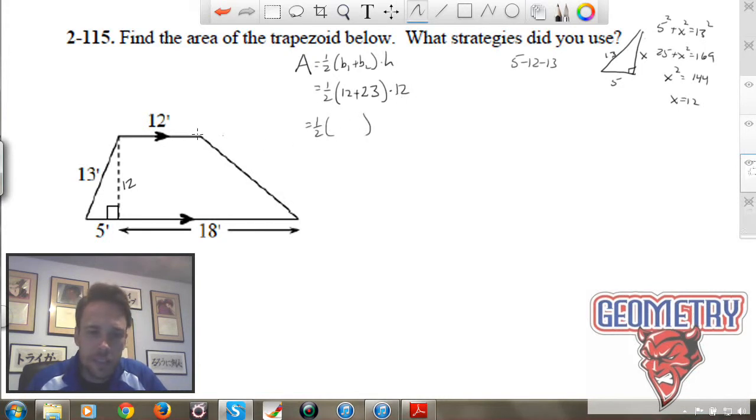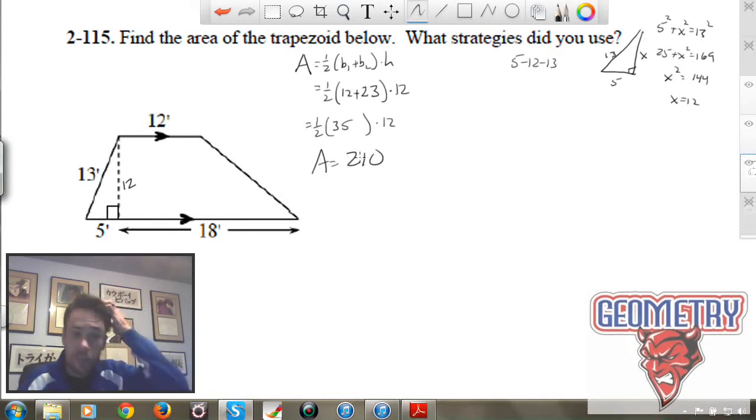So let's add these together. 12 plus 18 plus 5, well 18 plus 5 is 23, so 12 plus 23 is 35 times 12. So 1/2 times 35 times 12 is really like 35 times 6. Plug in our calculator, you get 210. So the area of this trapezoid, according to the equation, is 210.